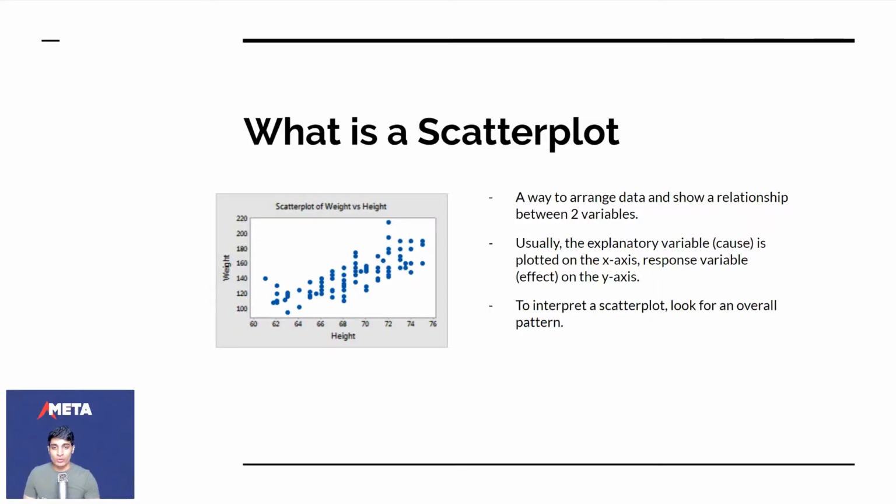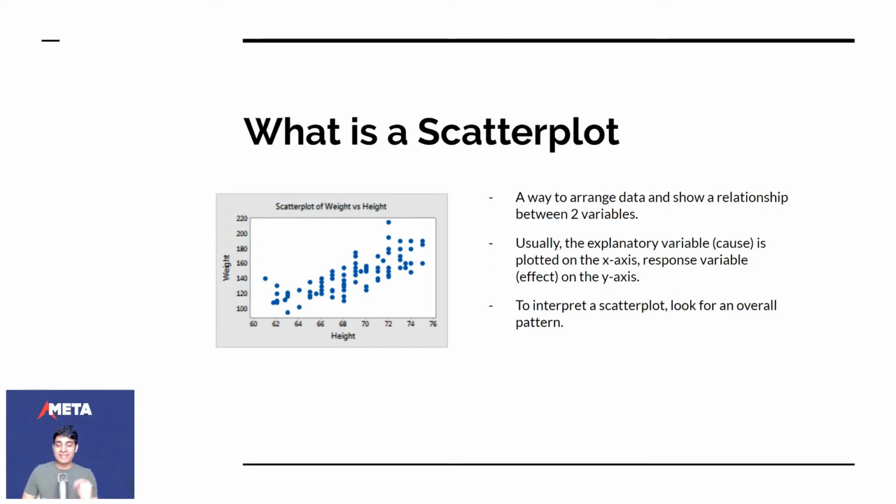Awesome. So what is a scatterplot? A scatterplot is a way to arrange data and show a relationship between two variables. Usually, the explanatory variable, which is the cause, is plotted on the x-axis, and the response variable, which is the effect, is shown on the y-axis. So if we think two variables are related, we show the variable which caused whatever on the x-axis and the effect of that cause on the y-axis. So let me give you an example.